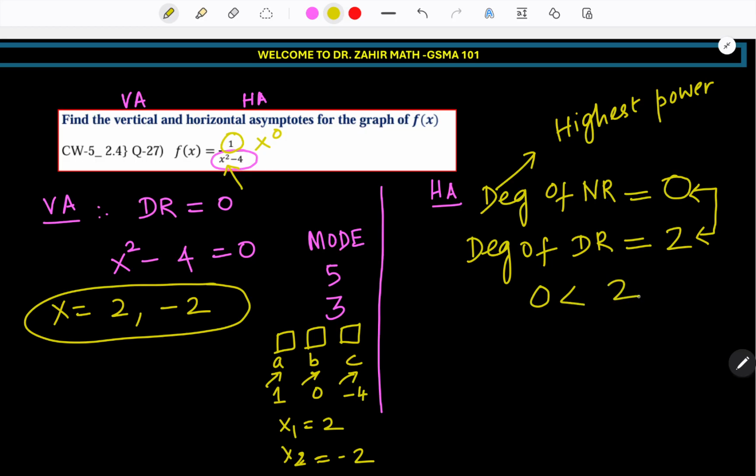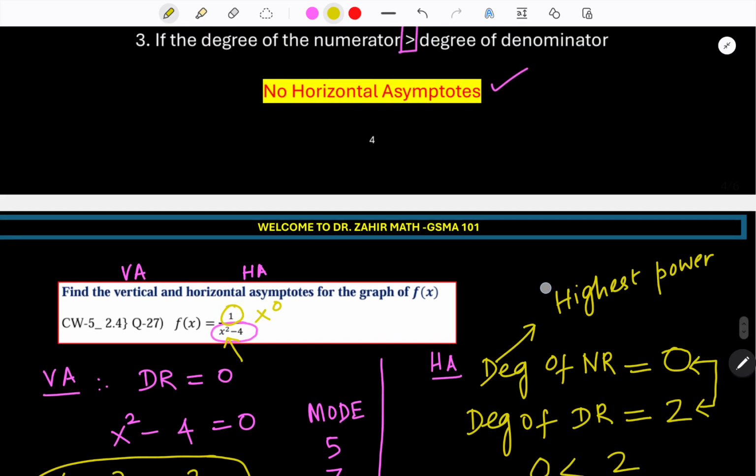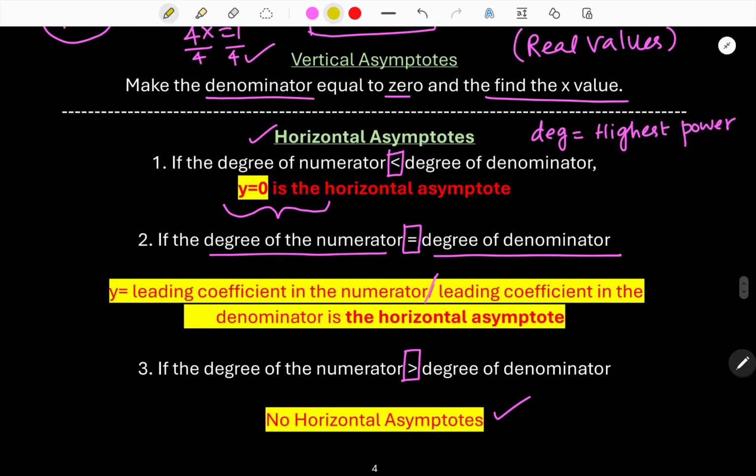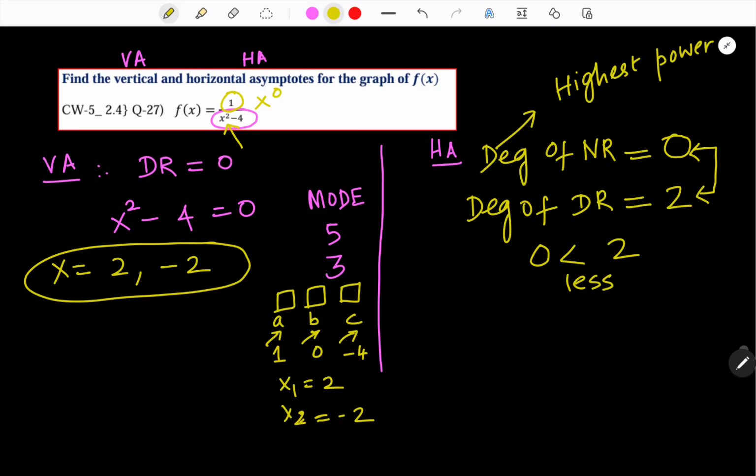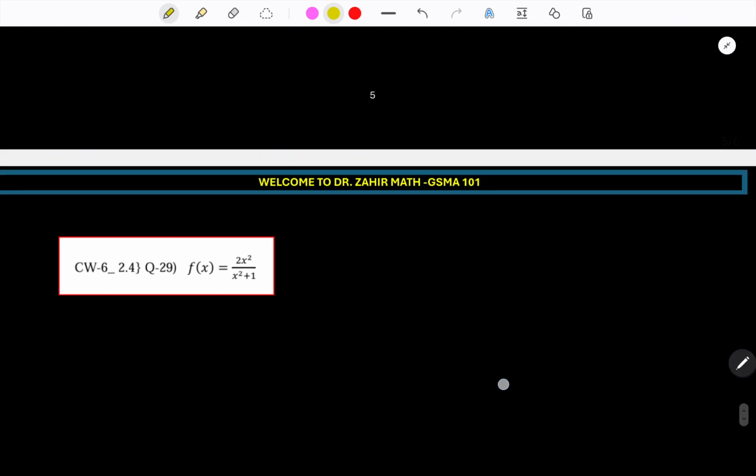0 is less than 2. It is less. Okay, so if it is less, go to the rule. Look at here. This is the rule for less. So what you are going to write? Just write y equal to 0. So I'm going to write the horizontal asymptote is y equal to 0. Clear everybody? Let's go to the next question.